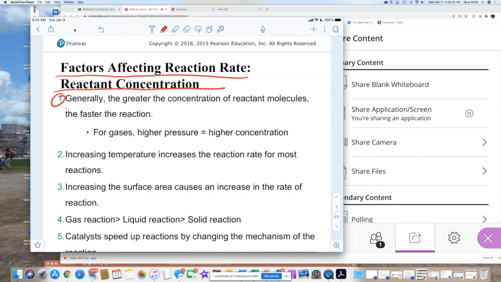So number one, generally, most of the time, not 100%, the greater the concentration of the reactant molecules, the faster the reaction.